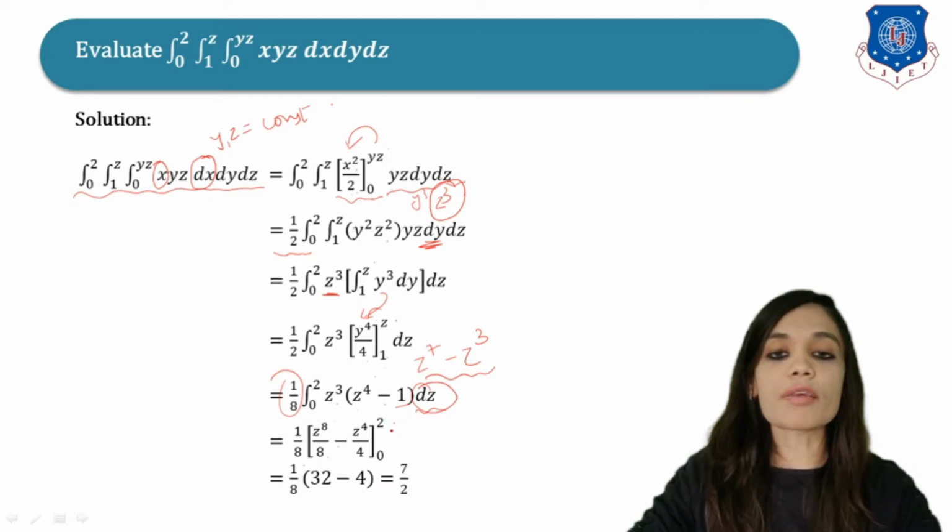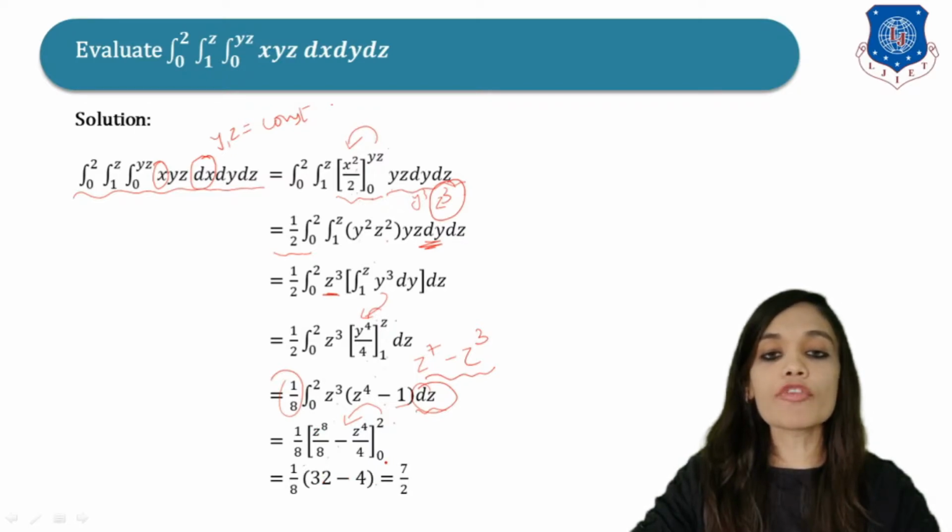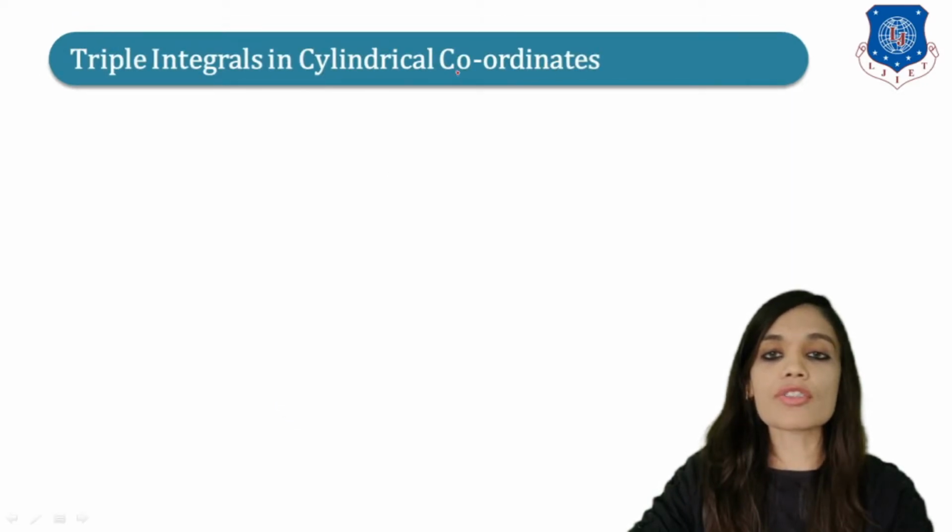Now let us substitute the limit. If you put 2, here we will get 32 minus 4, and if you put 0, the total answer will be 0. On simplifying this, finally you will get the answer of the triple integral as 7 upon 2. Now let us go to our next topic, that is triple integrals in cylindrical coordinates.